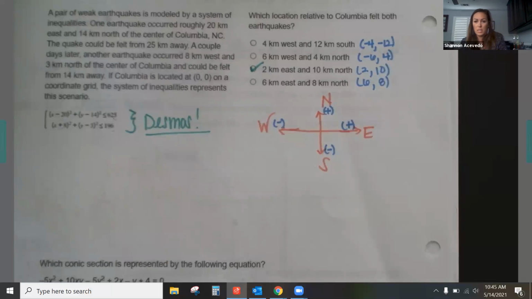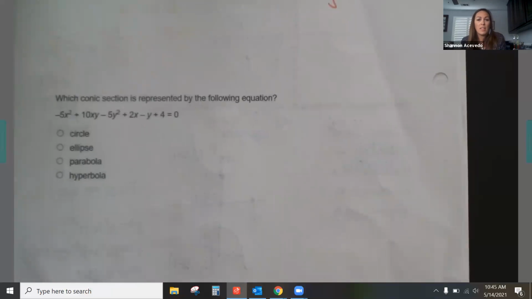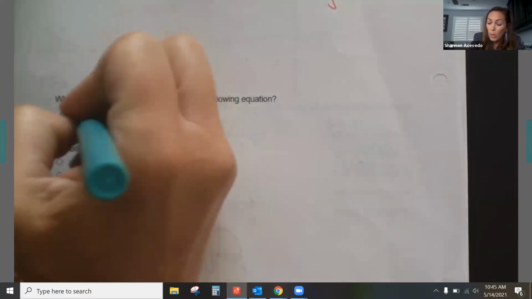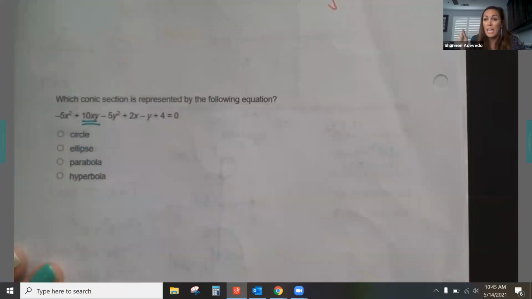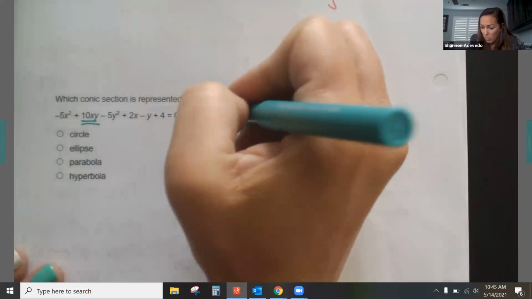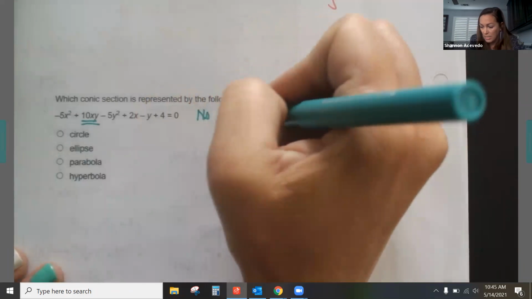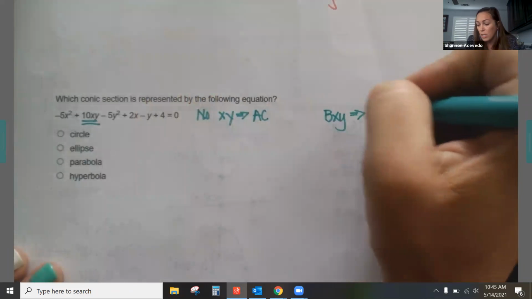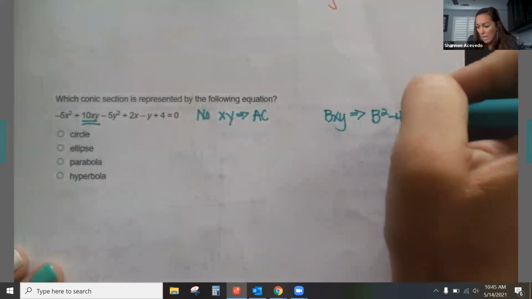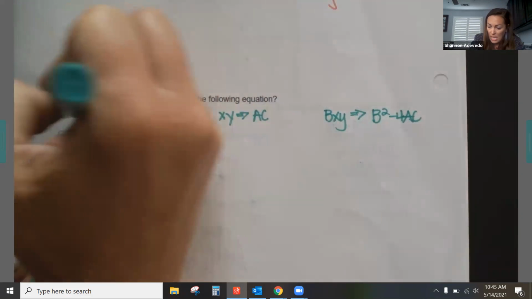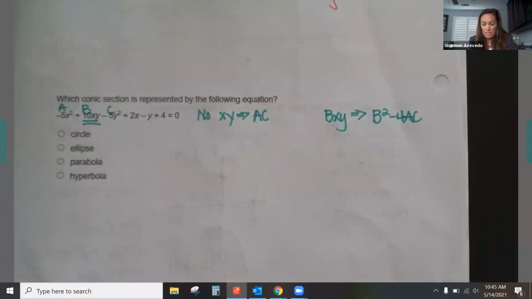All right. And then my very last one, what type of conic is represented here. So remember, we have it where we have no xy and where we have an xy. So if I have no xy term, then all we need to look at was our a and our c value. If we have some bxy term, then that's when we're going to use our b squared minus 4ac. So in this case, we have a bxy term. So here's my a, here's my b, here's my c. I plug them in.